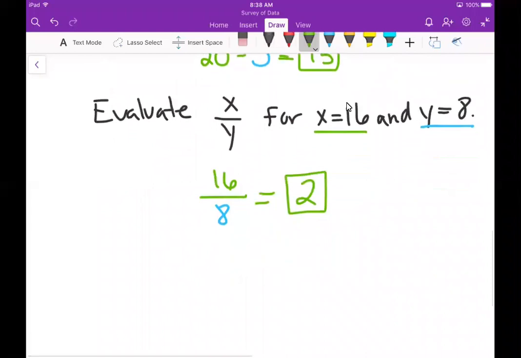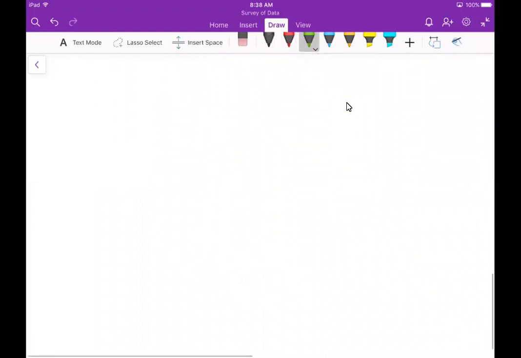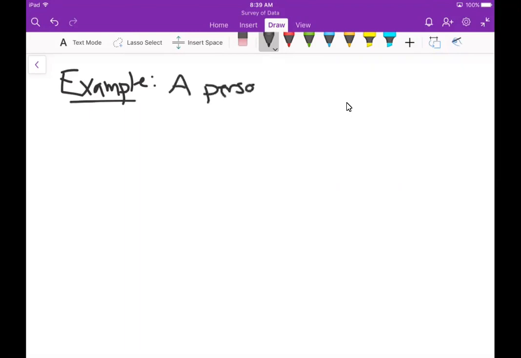And now I just want to look at an expression in context, okay? So we use these expressions all the time to represent more complicated scenarios if we start talking about writing those scenarios out. So here is an example where we have some context to that expression, okay? So we're going to have a person who buys N shirts. Okay, so we now have a variable introduced. N is our variable, and it's the number of shirts this person buys.